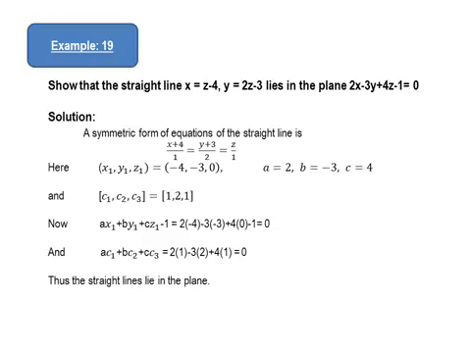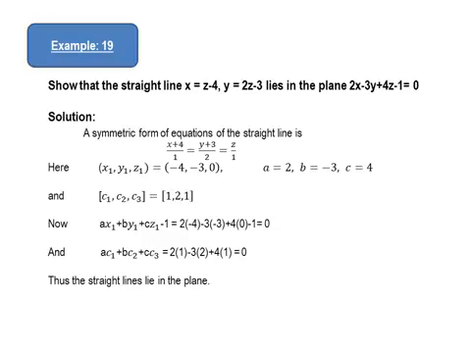Therefore, ax1 + by1 + cz1 - 1, substituting the values of a, b, c and the point x1, y1, z1, we will have 2 times -4 minus 3 times -3 plus 4 times 0 minus 1, which gives -8 + 9 + 0 - 1, and the result is 0, which shows that it satisfies the equation of the plane.